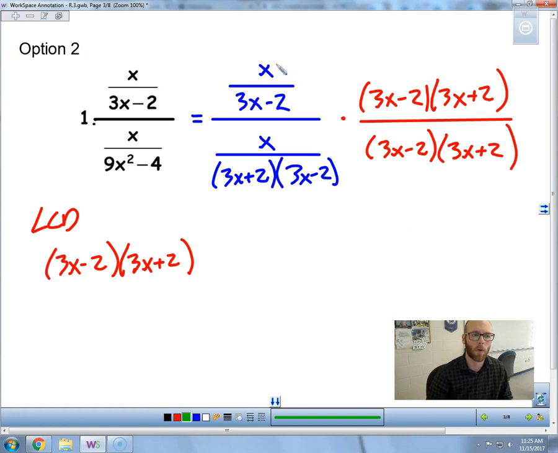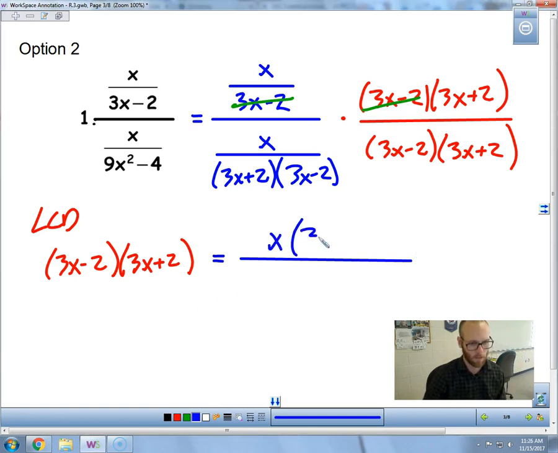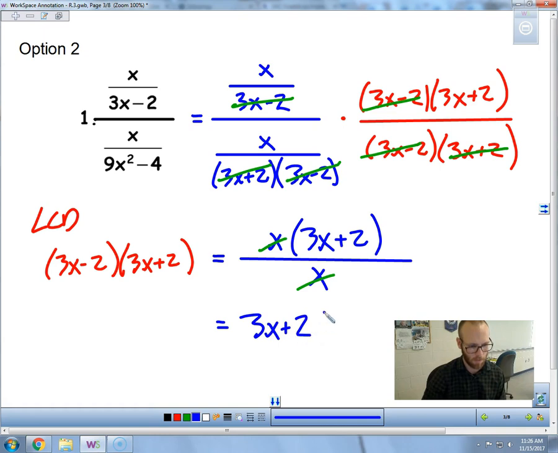So as I look at the numerator, x over 3x minus 2 times 3x minus 2, 3x plus 2, notice the 3x minus 2's cancel, leaving me with x over 3x plus 2. How about the denominator? Hey, the 3x plus 2's cancel. The 3x minus 2's cancel. That's slick. The denominator is only left with x. And now we see those x's cancel, and we get the same thing, 3x plus 2.